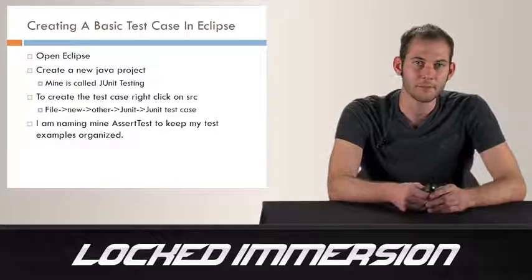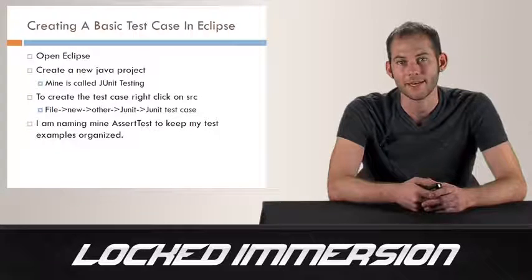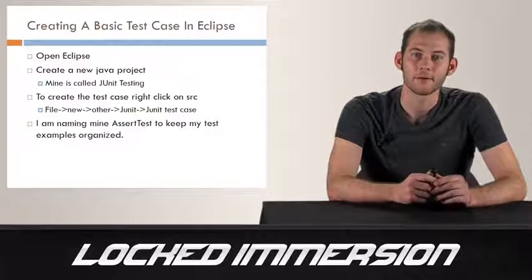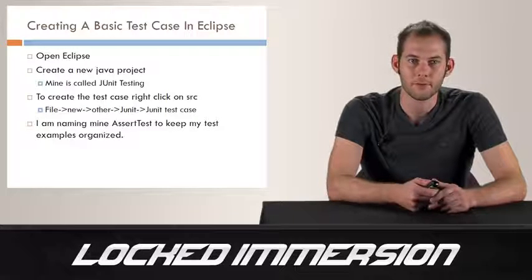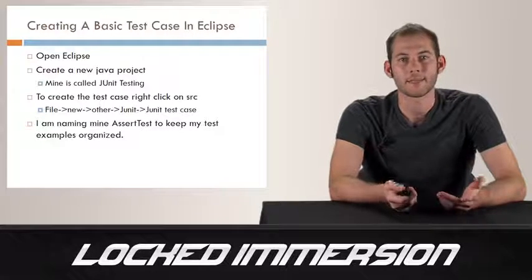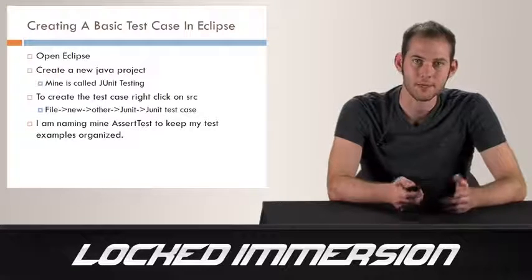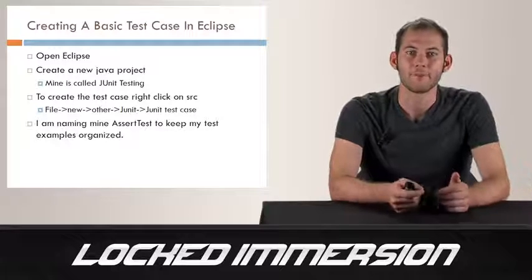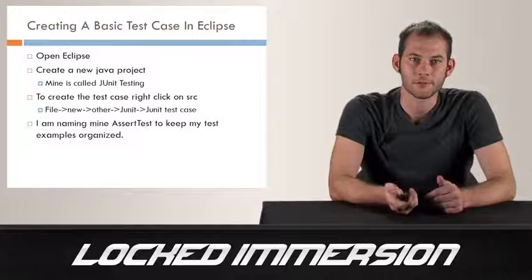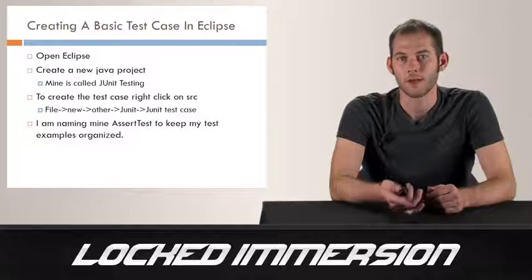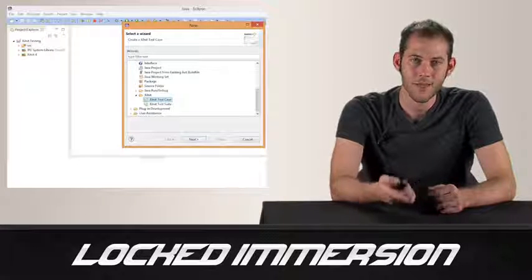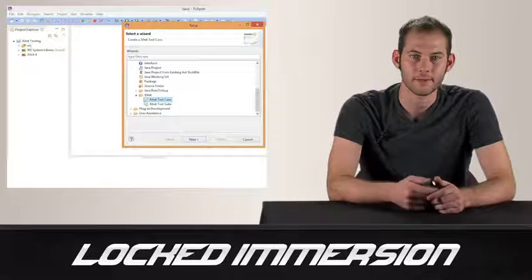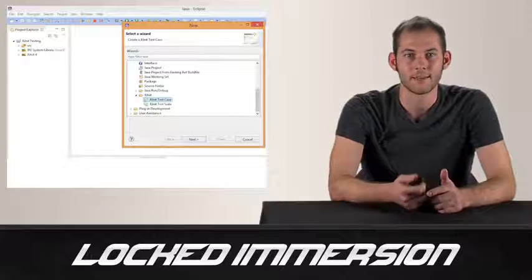Now, for creating the first basic test case, and this is really what you're going to do for any test case, you're going to open up your Eclipse. As I said, that's my favorite. You're going to go ahead and create a new Java project. I called mine JUnit Testing just because I want to keep it separate from all my other projects, keep it easy. Straightforward naming is always best. You're going to want to right-click on the source folder, go File, New, Other, JUnit, and then you'll find JUnit Test Case. I've created mine AssertTest because that's going to be the first test I will address in my slides.